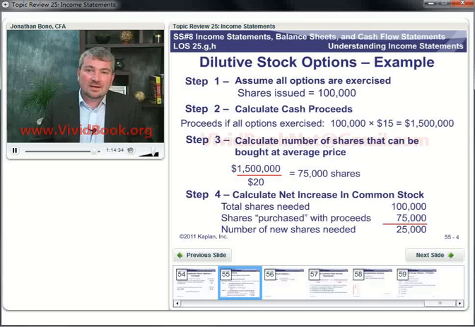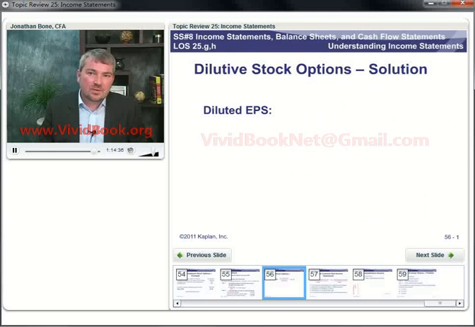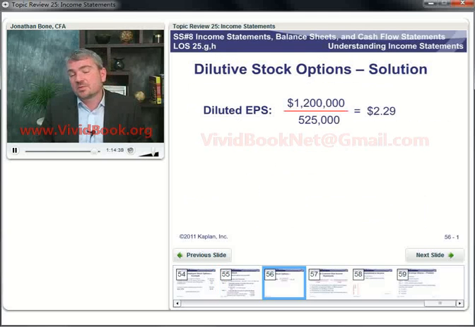Of course, our diluted EPS, no impact on the numerator. The profits attributable to common stockholders are not affected, so that's 1.2 million. On the denominator, we take our weighted average number of shares, 500,000, plus the dilutive element of 25,000, and we've got a diluted EPS here of $2.29.